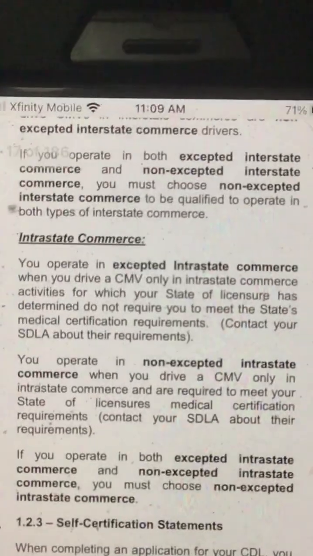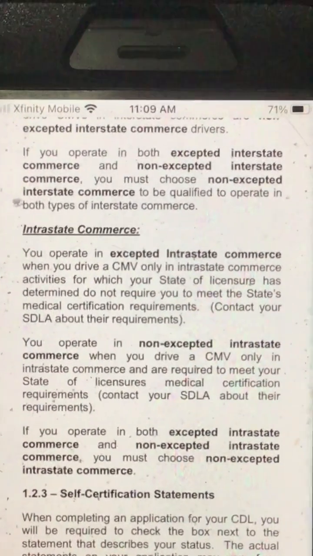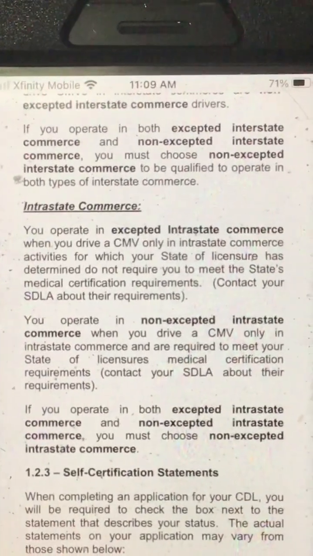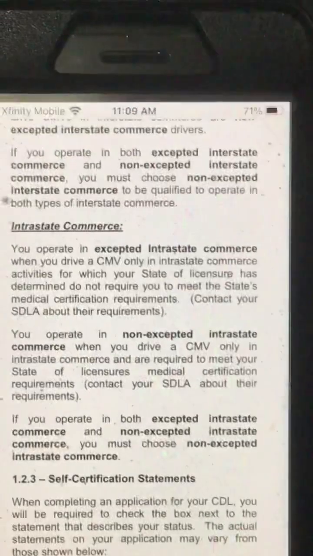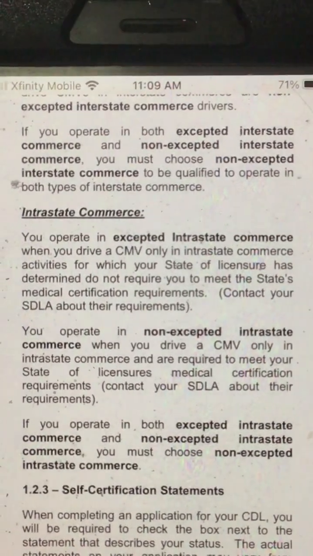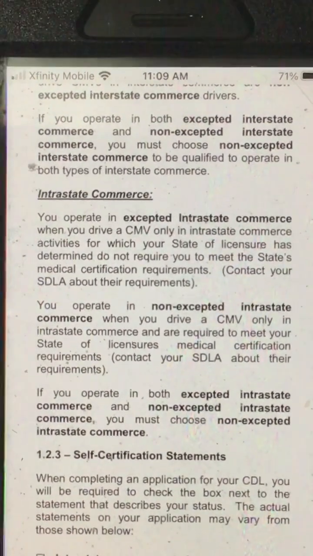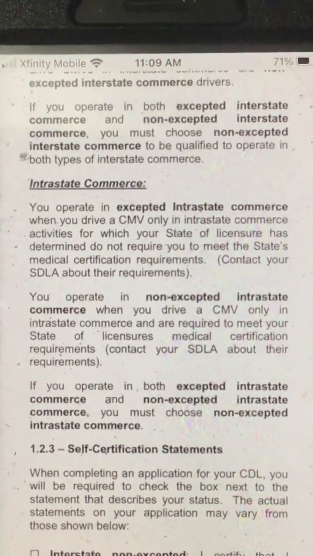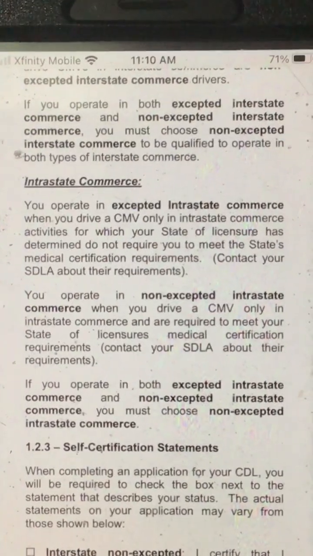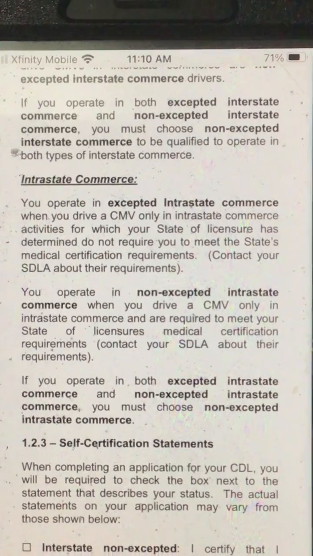You operate in accepted intrastate commerce. That's highlighted. When you drive a CMV only in intrastate commerce activities for which your state of licensure has determined do not require you to meet the state's medical certification requirements, contact your SDLA about their requirements.